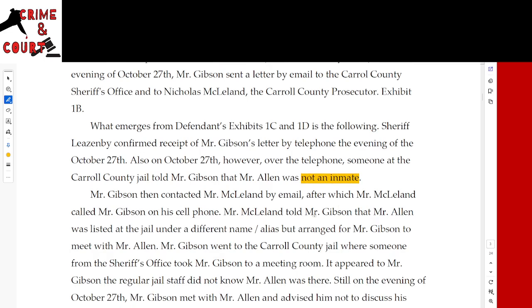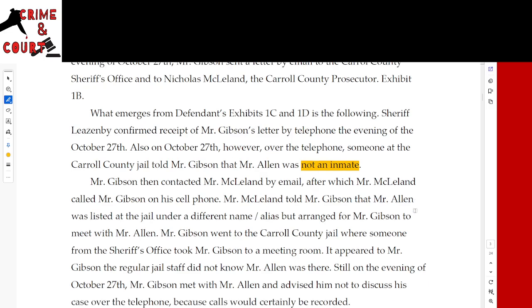Mr. Gibson then contacted Mr. McClelland by email, after which Mr. McClelland called Mr. Gibson on his cell phone. Mr. McClelland told Mr. Gibson that Mr. Allen was listed at the jail under a different name, an alias. So somebody arranged an alias name for him, but they arranged for Mr. Gibson to meet with Mr. Allen, even though they had him under an alias.